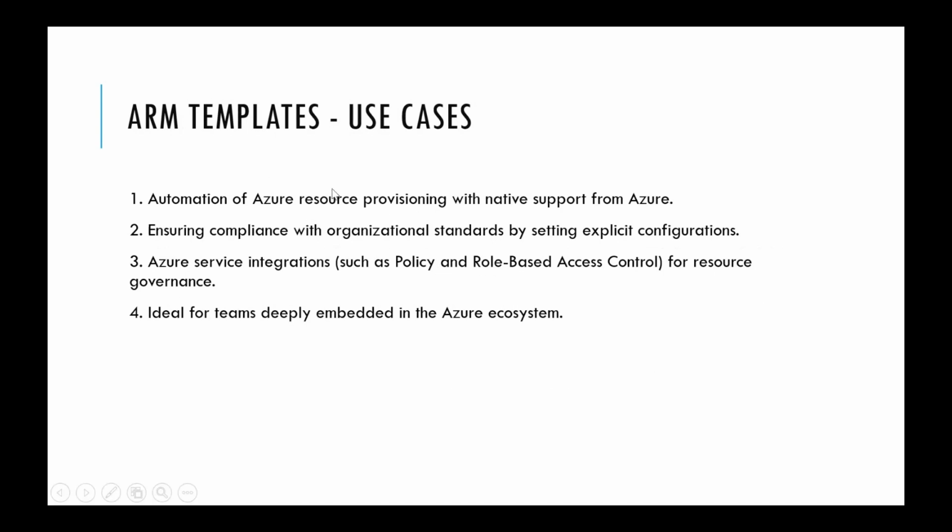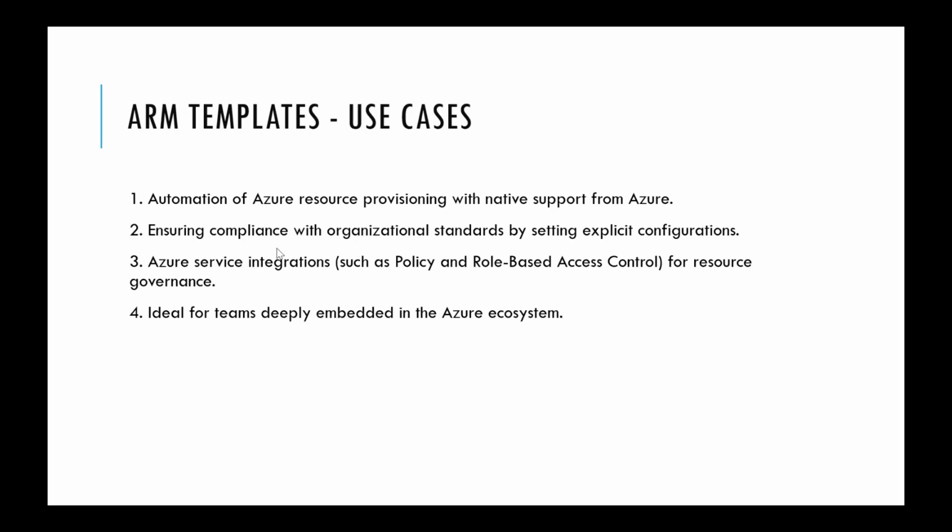Now let's discuss the use cases of each tool. First one is ARM templates. You can use this for automation of Azure resource provisioning with native support for Azure. This natively supports Azure because it is developed by Microsoft Azure. Ensuring compliance with organizational standards by setting explicit configuration. Azure services integration such as policy and role-based access control for resource governance.